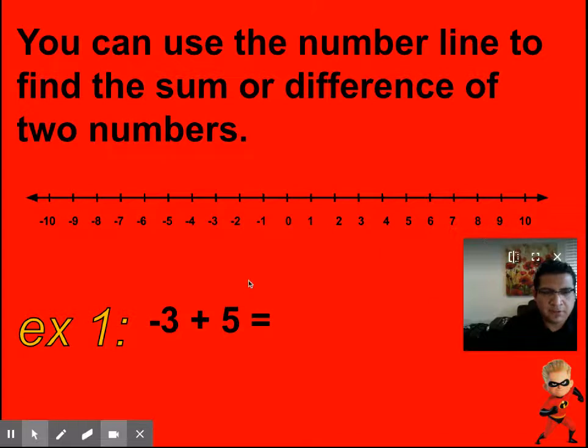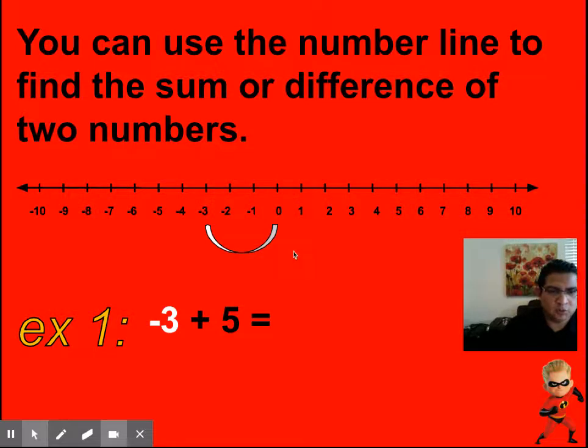Here we'll start with positive 3. So we start at 0. Now, from there, do we go left or right to find negative 3? Hoping you guys notice that you go left to find negative 3. So you go 3 units, 1, 2, 3. So negative 3 units to the left.